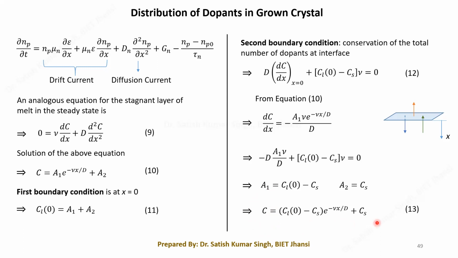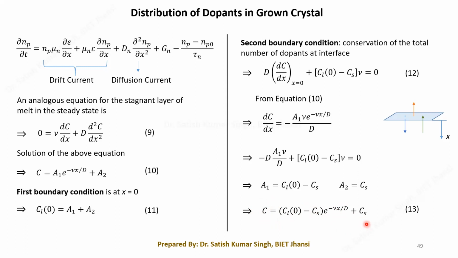Once we have arrived at this equation, we can go on plotting it. As we have already defined, delta is the thickness of your stagnant layer. So when x equals delta, C will be equal to CL. We have said the rest of the melt has concentration equal to CL, so remember that. When x equals delta, this should be equal to CL.